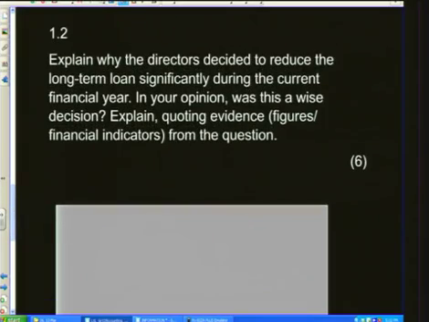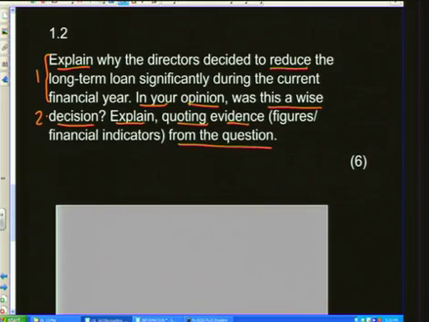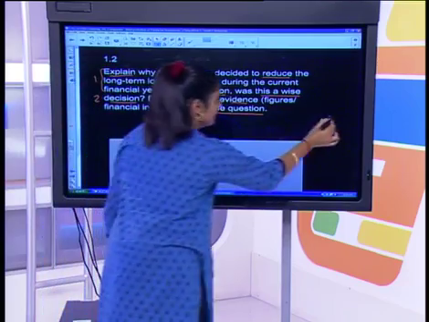We are required to explain why the directors decided to reduce the long-term loan significantly during the current financial year. Okay, so that's the first part of the question. The second part: in your opinion, was this a wise decision? In other words, they're asking us for a yes or no answer. Explain, quoting evidence or figures, financial indicators from the question itself. All of this, guys, for 6 marks.